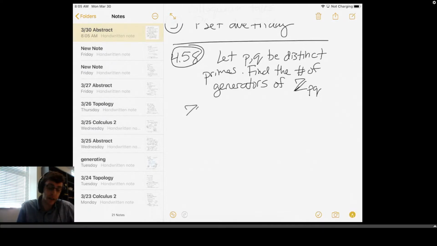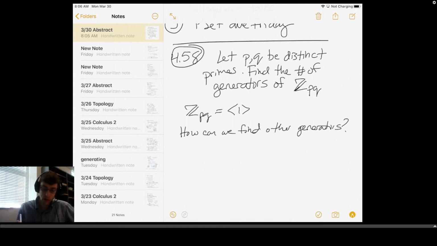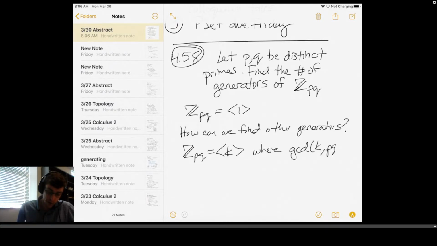So obviously this is cyclic in the first place, right? This group is definitely generated by 1, for sure. But how do we know what else will generate it? Any ideas? Yep, exactly. I'll slightly amend that. It would be generated by, let's say, k, where the GCD of k and the order of our group, which is pq, is 1.